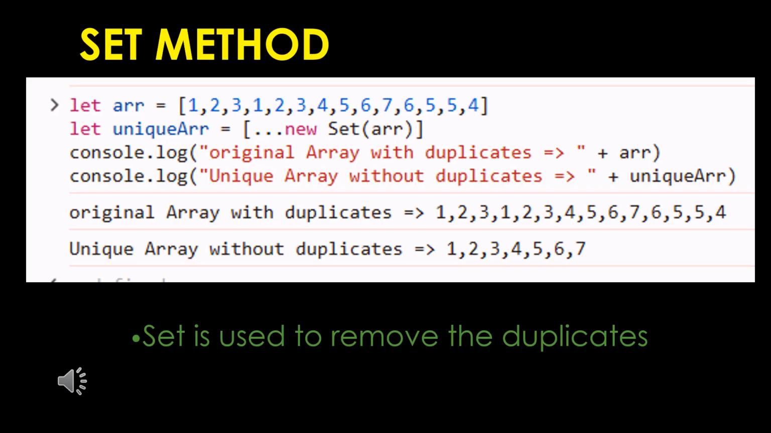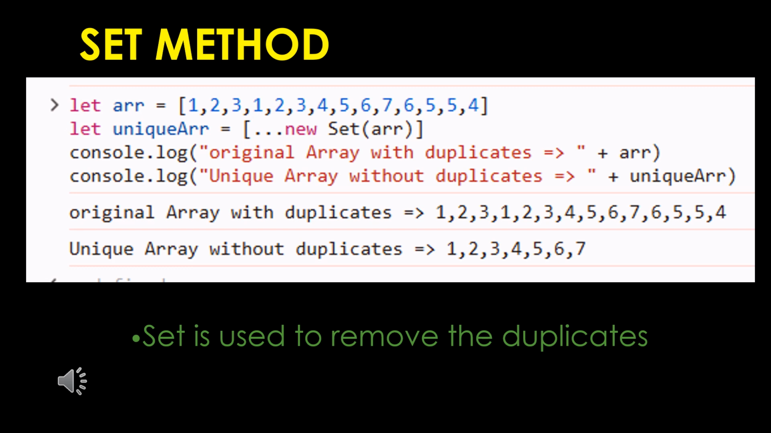To remove the duplicates, we can use the set method. The set method will remove the duplicates. For example, we have an array which contains many duplicates, and we are creating a unique array which will have the array of triple dot new set of array which will remove all the duplicates. When you console log the statements, you can find the original array contains all the duplicate elements, and when you check the unique array elements, you can find only the non-duplicate numbers, only the original numbers are present here.